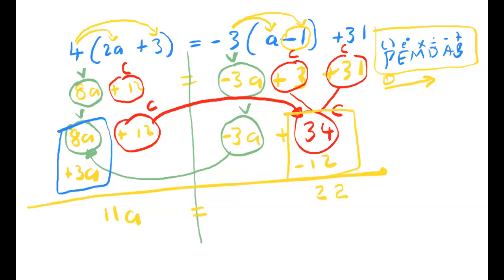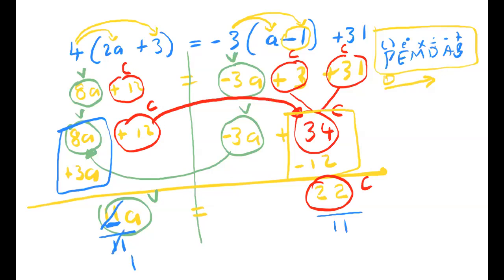It looks like we are good. We have a constant on one side and a variable on the other. So step 2, we need to divide by the coefficient. Our coefficient is 11, so we divide both sides by the coefficient of A. We divide 11A by 11 and 22 by 11. 11 divided by 11 gives us 1A, and 22 divided by 11 gives us 2. And remember, 1A is the same as A. So we know A equals 2.